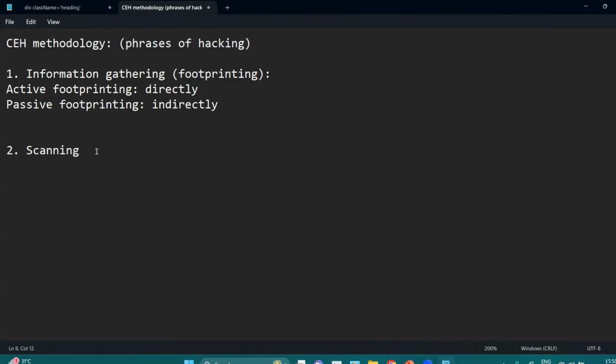That is passive. Then we have scanning. In scanning, we have three phases, like three parts, of which the first is scanning the network.